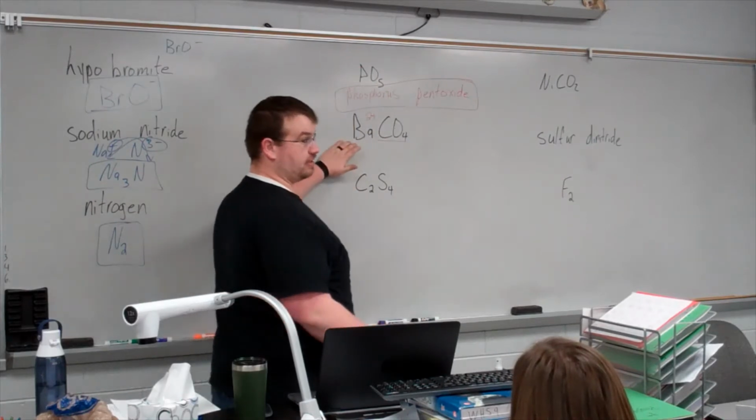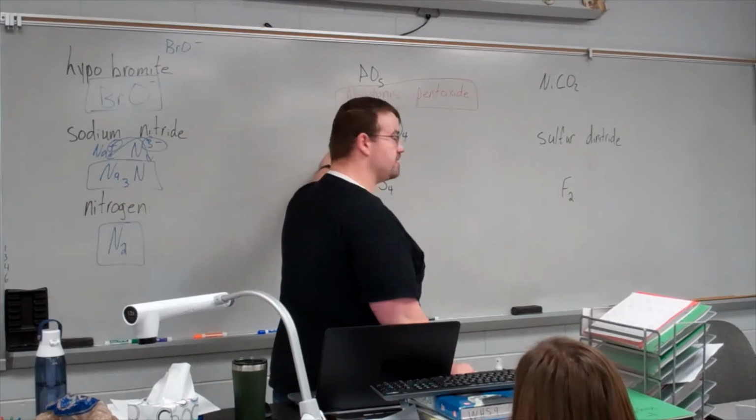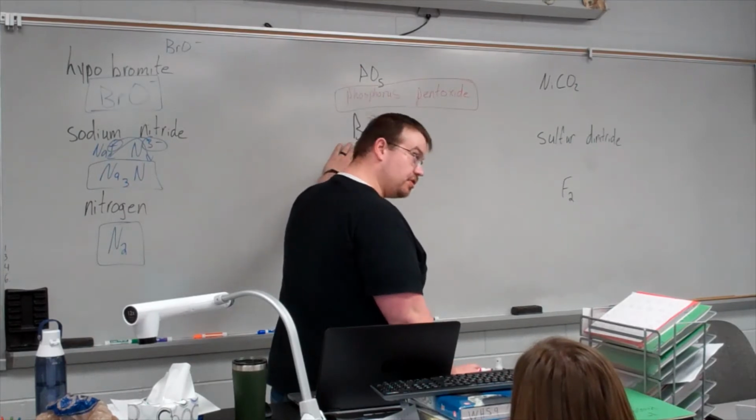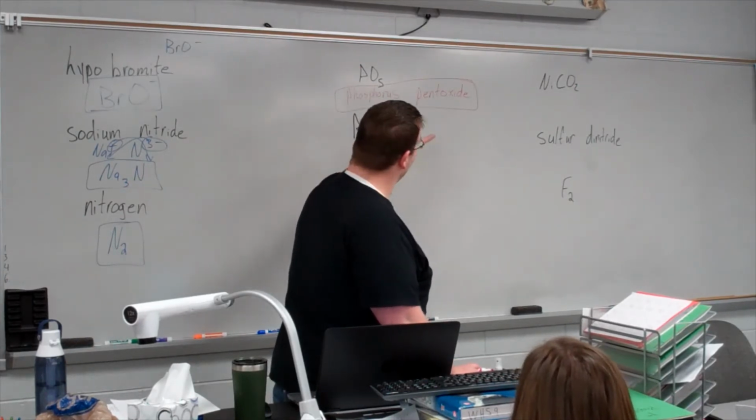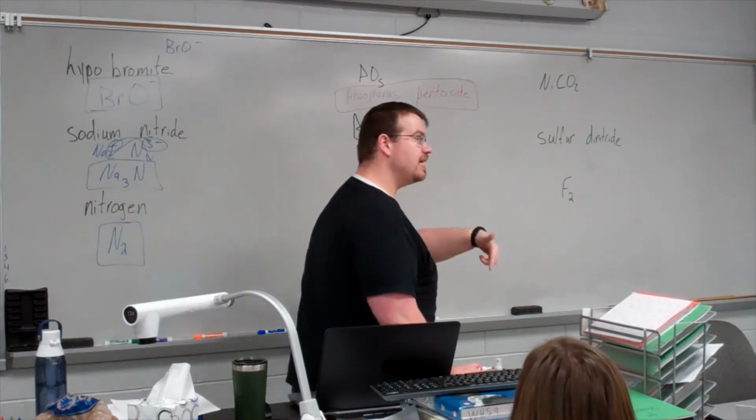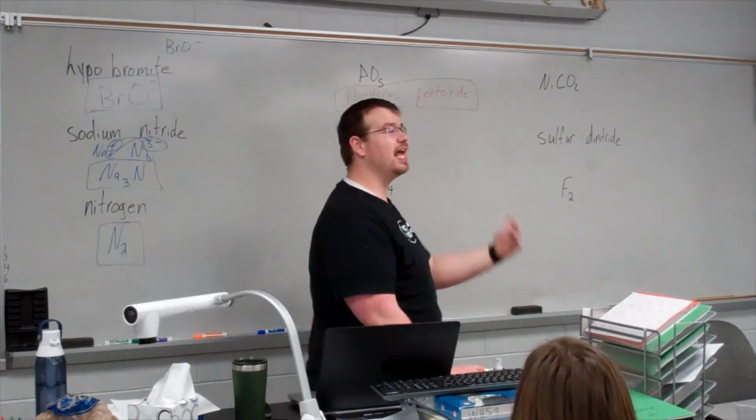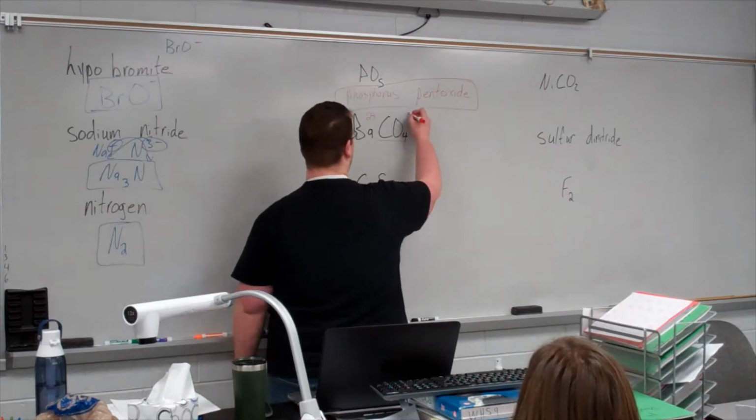This is just good practice. How many bariums do you have? 1. So 1 times positive 2 is positive 2, which means the overall charge for this polyatomic must be equal to that, but opposite in sign, so negative 2. Quick math.